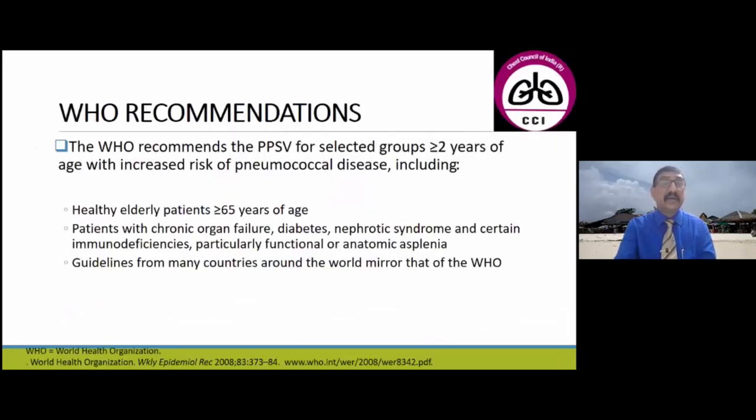What are the other recommendations? WHO recommendation, again, there is a confusing type. WHO recommends the PPSV for select age groups, 2 years of age and older with increased risk of pneumococcal disease, because WHO recommends the PPSV to be given from age 2 years onwards.